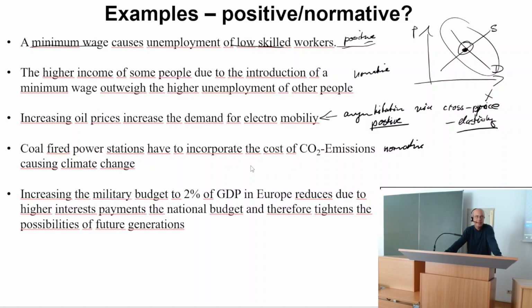So we more or less decided this also in Germany. Think of this 100 billion fund, which was initialized by the government almost 2 years ago. So increasing the military budget to 2% of GDP in Europe reduces, due to higher interest rate payments, the national budget, and therefore tightens the possibility for future generations. So for you, positive or normative?